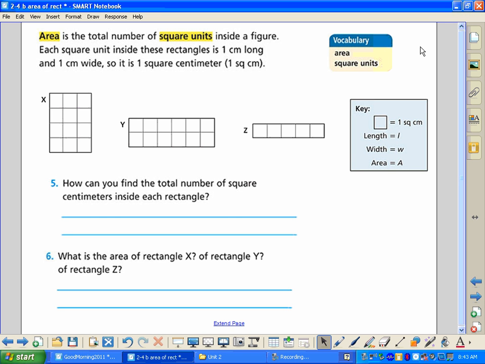How many do I have going across? 3. This is also in your textbook, page 102. Okay, then how many do I have going down this side? 4. I could count 3 four times, or I could multiply and get 12. 3 times 4 equals 12.